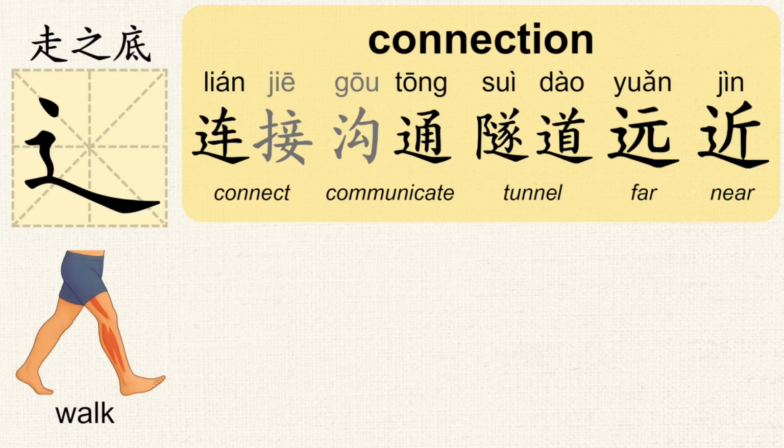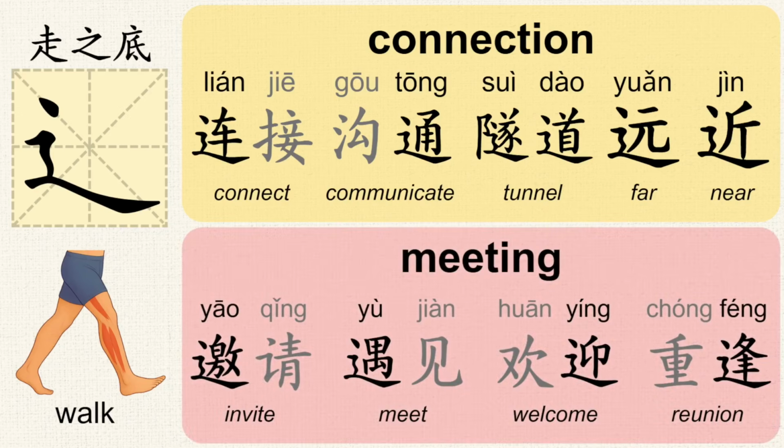Last but not least, meetings always involve somebody moving to somebody else. 邀请 means to invite someone. 遇见 means to meet or to come across someone, often by chance. 欢迎 means to welcome someone, and 重逢 is a reunion.